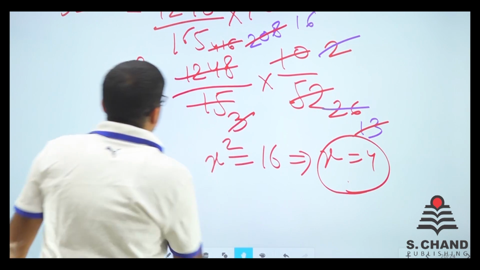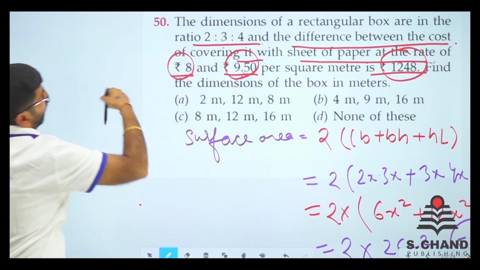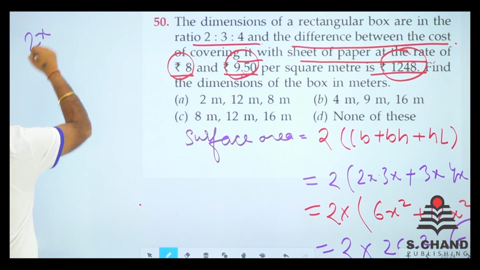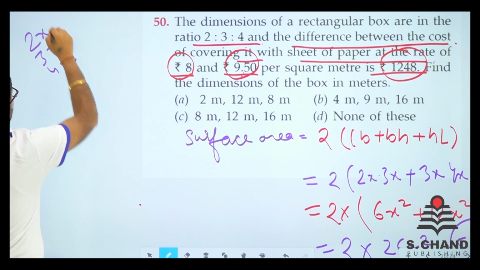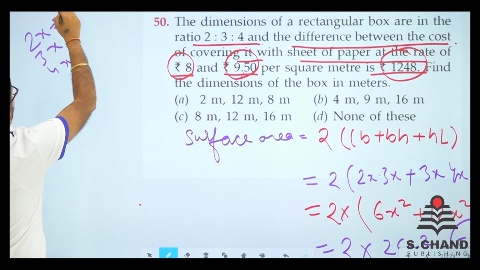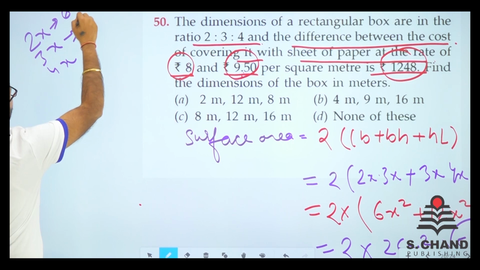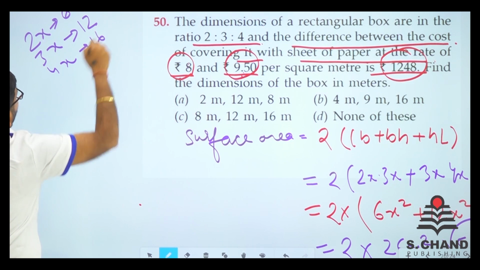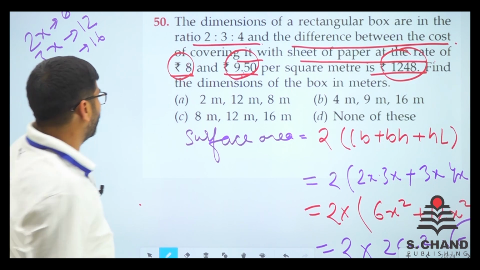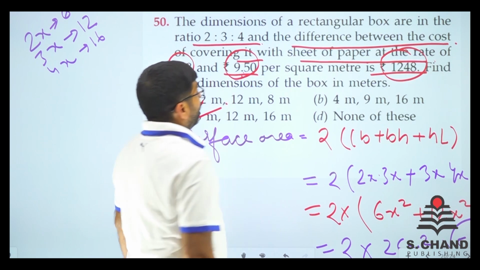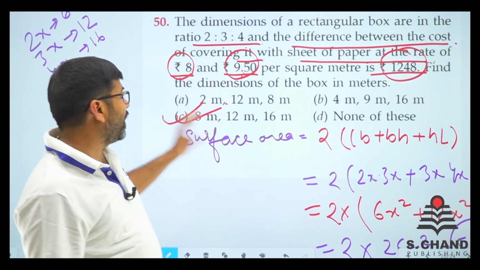So what is the question? So it is like again 2, 3, 4. So 2x, 3x and 4x. So 2x it was like 4 into 2, 8. Then 4 into 3 is 12. Then 4 into 4 is 16. So 8, 12, 16. Here we go, 8, 12, 16. So finally we have arrived at the answer.